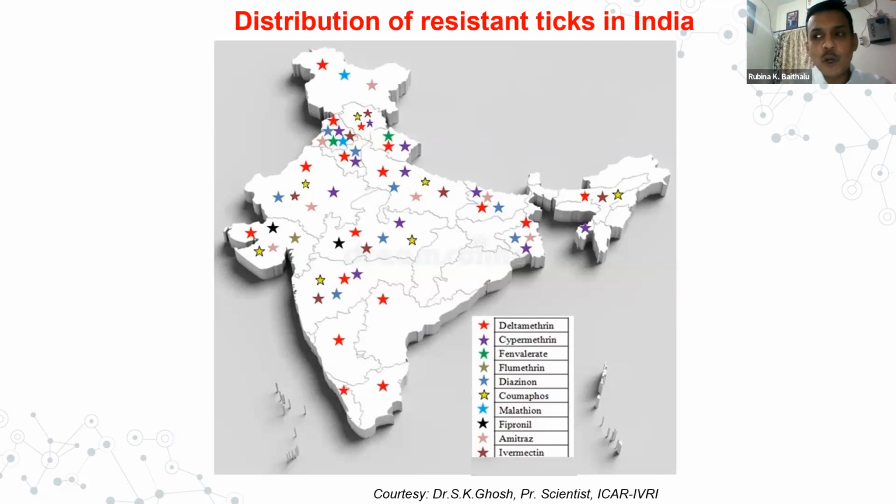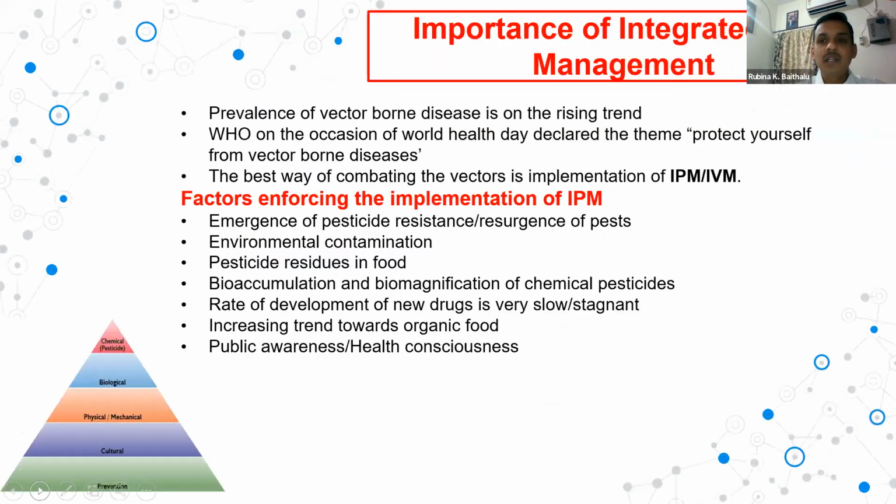Now, if you talk about the control of these ectoparasites, the farmers, the livestock owners, are directly depending upon the chemical acaricides. Indiscriminate use of the chemical acaricides, rampant use, and the underdosing of these acaricides lead to the development of drug resistance. This picture shows the distribution of the resistant ticks across India, and these ticks are showing resistance to almost different classes of drugs. So there comes the concept of an integrated approach for the control, the integrated pest management.